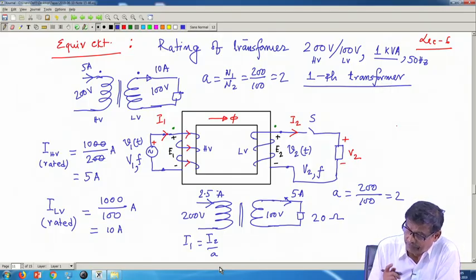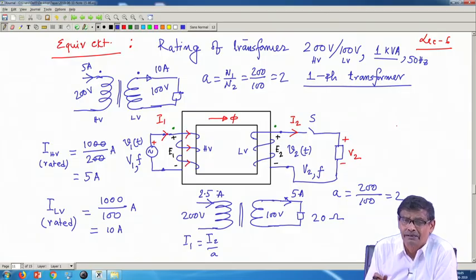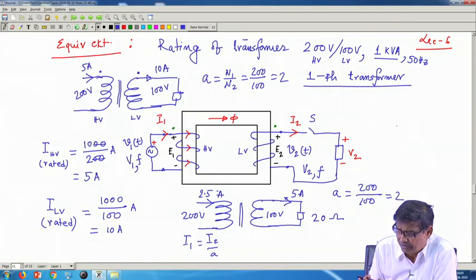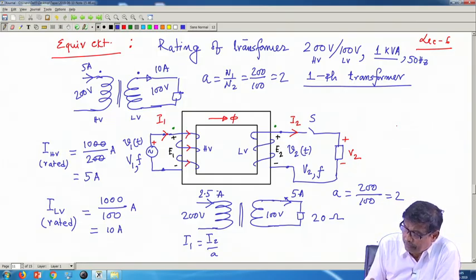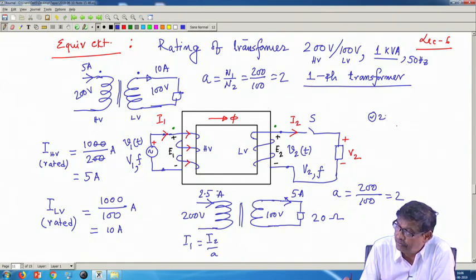Another interesting thing comes out: whatever impedance you have connected, you only have to see that the secondary impedance you have connected does not make the current in the LV side greater than the rated current. That should be your only concern. But the moment this current is known, this current is fixed. What will be the equivalent circuit of the transformer? It will be a source of 200 volt, and across it you have connected an impedance.